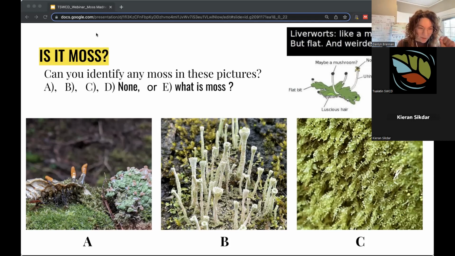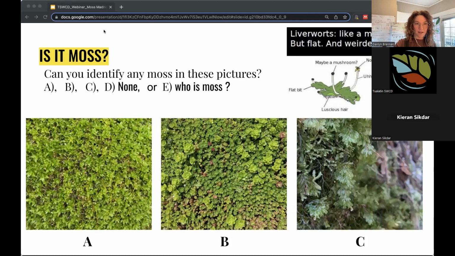And I wish I could get up closer and show you, but you'll see it looks different than a moss. And then C is a liverwort, which tricks me all the time too. I might go running up to something, I'm like, that's a liverwort. Liverworts are really cool too. I could do a whole other presentation on those. But to the next one. 10 seconds. Can you identify any moss in these pictures?